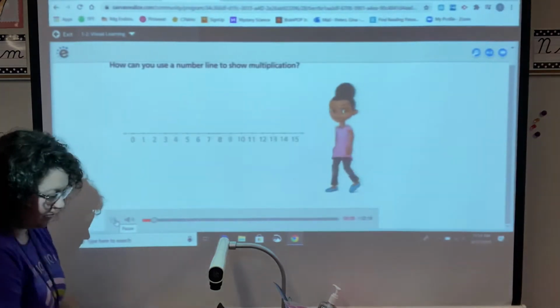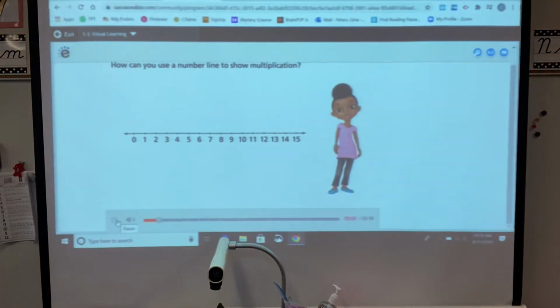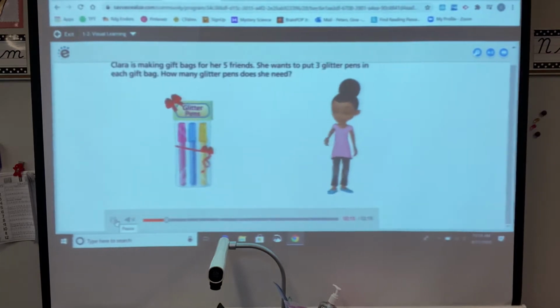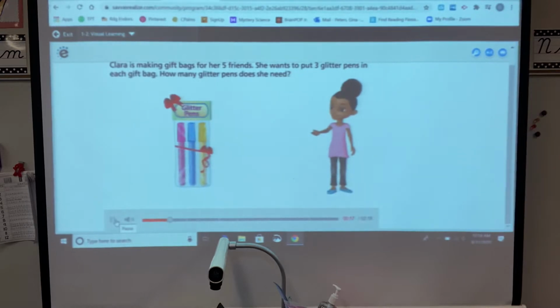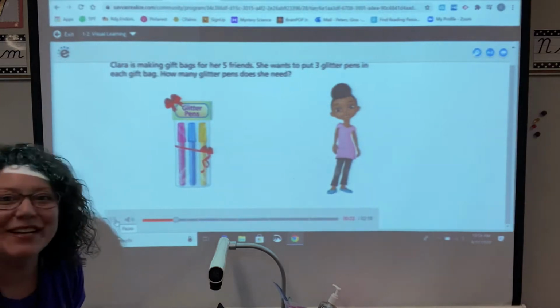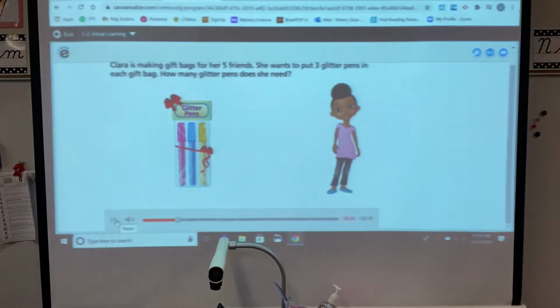How can you use a number line to show multiplication? I think this number line can really help me out. Clara is making gift bags for her 5 friends. She wants to put 3 glitter pens in each gift bag. How many glitter pens does she need?